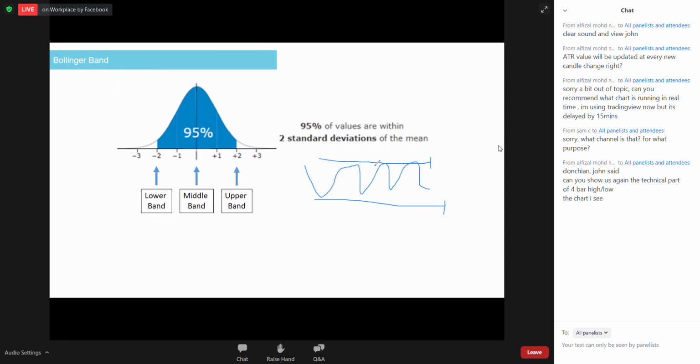If you are doing trend following, and just now we had a question from Stephanie, you shouldn't trade within here. You should trade here and here. Why? Because these are the 5% of the time. It means that if the price comes to 2 standard deviations, two things can happen: either it will break out or go back to the range.